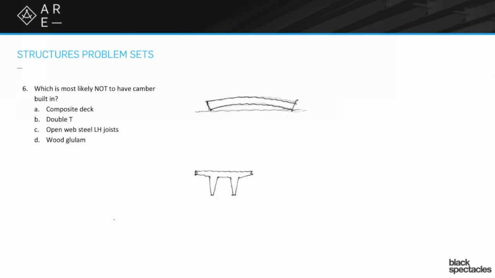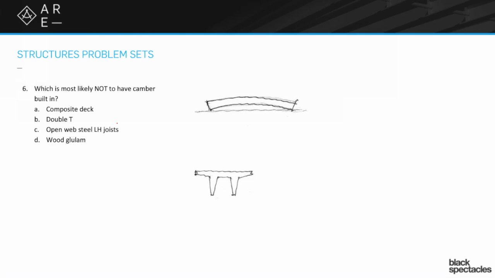Okay, so number 6, which is most likely not to have camber built in? And then our choices are composite deck, double T, open web steel LH joists, wood glue lam. So the first question here is, what the heck is camber?